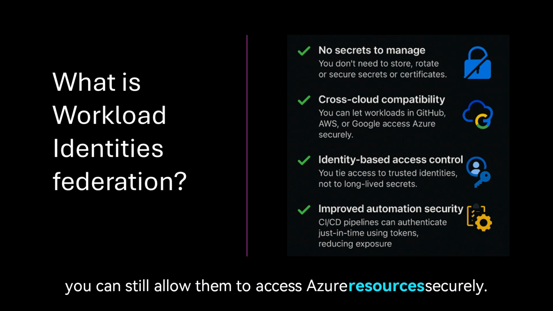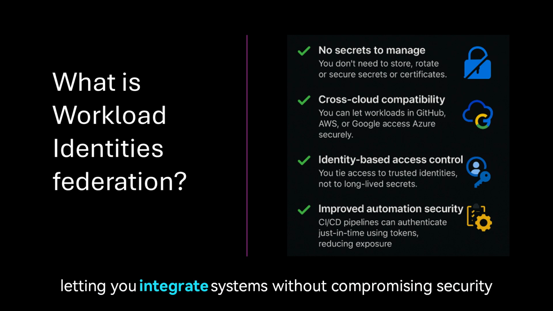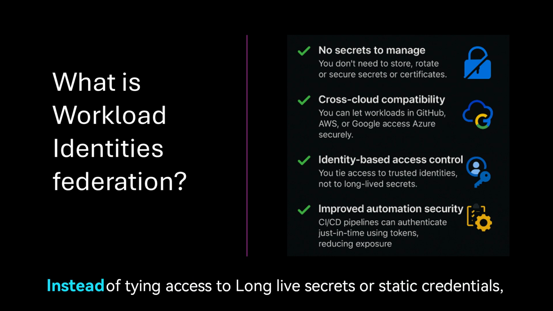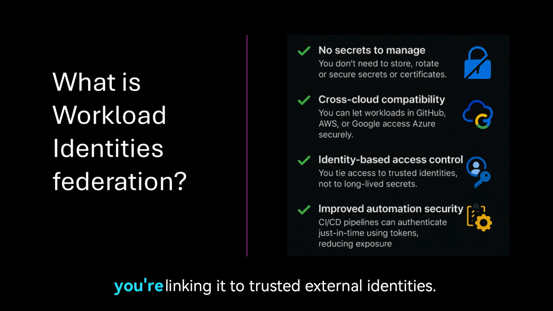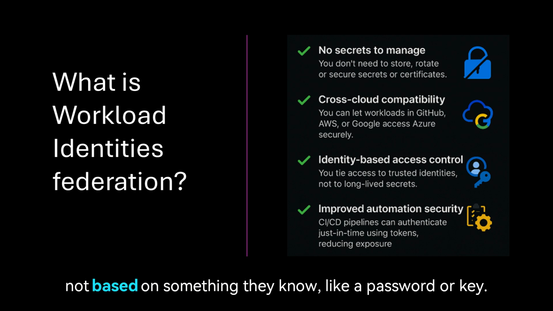If you're running workloads in platforms like GitHub, AWS, or Google Cloud, you can still allow them to access Azure resources securely. Federation enables seamless authentication across clouds, letting you integrate systems without compromising security or duplicating identity infrastructure. Instead of tying access to long-lived secrets or static credentials, you're linking it to trusted external identities. This means you can grant access to specific workloads based on who or what they are, not based on something they know, like a password or key.